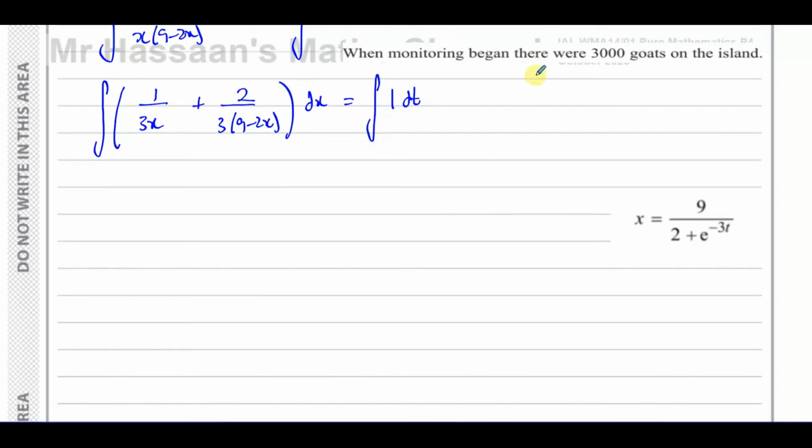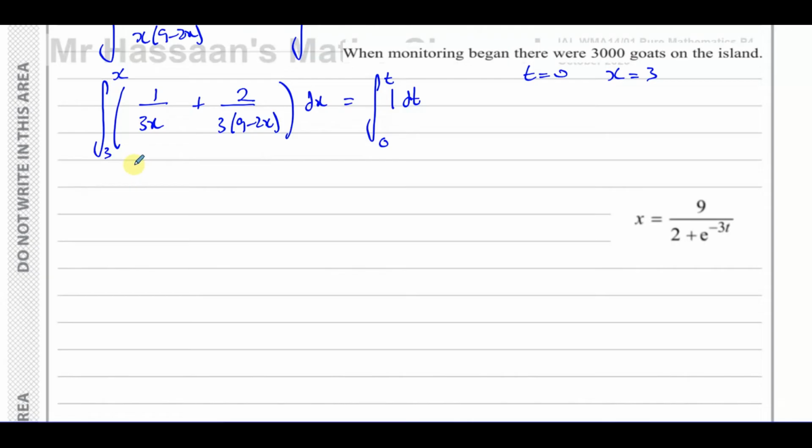Alright, so when monitoring began means that when time equals 0, x, remember, is in thousands, so x is going to be 3. So we want to find what x is as a function of time. So x equals, I'm going to put x on the top here in the same level as t. I know that when x is equal to 3, that's when time was 0. So I'm putting things in their right levels. So now I can integrate this whole thing and hopefully get to the answer.